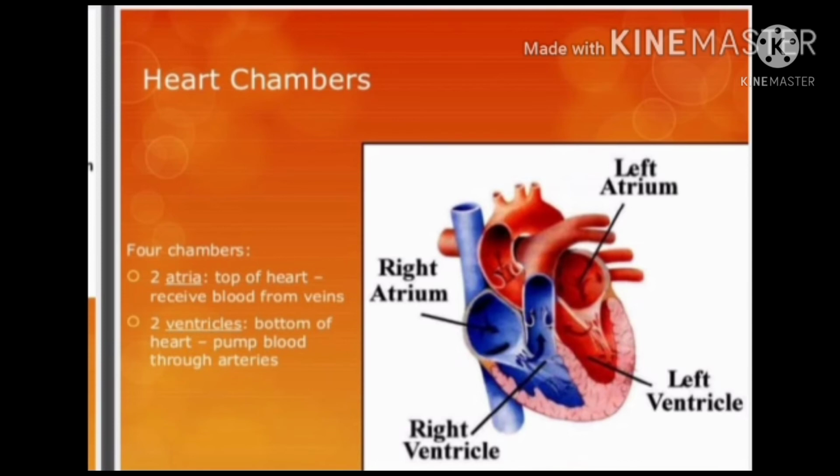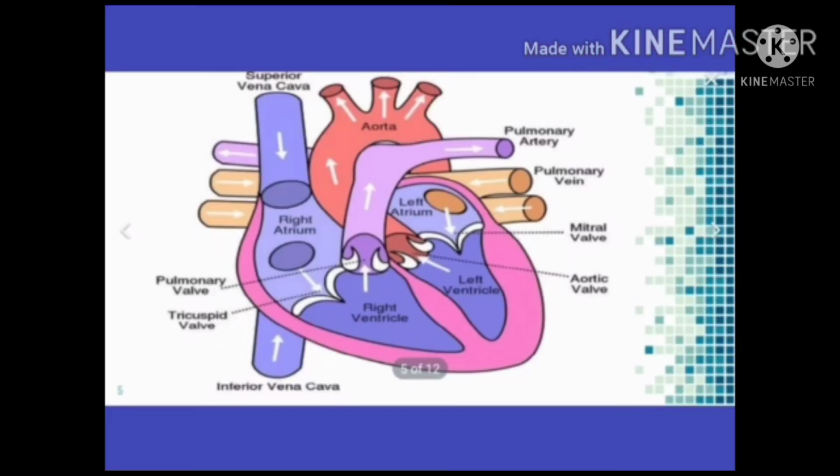The heart is a double pump. It is divided by a septum into two halves, the right and the left, each half consisting of two communicating chambers, upper smaller auricle or atrium and lower larger ventricle. Thus the heart has four chambers, the two upper chambers called right and left atria, and two lower chambers called left and right ventricles. Here in this slide you can see the internal structure of heart.